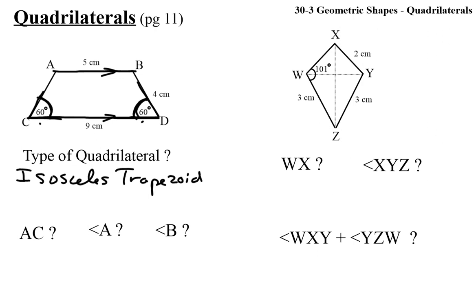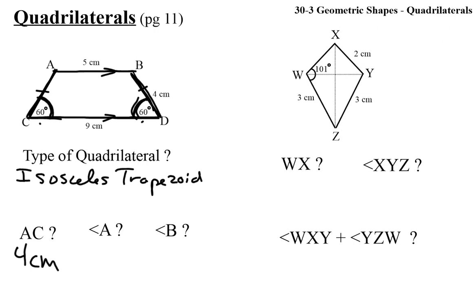If I have a trapezoid that doesn't have the same sized angles, there's my parallel side, but none of the angles are the same, well, it's just a trapezoid. But when angles are the same, it's an isosceles trapezoid. So, what's the side length of AC? Well, AC, if it's isosceles, because the angles are the same, that means my sides have to be the same. So AC is 4 centimeters.